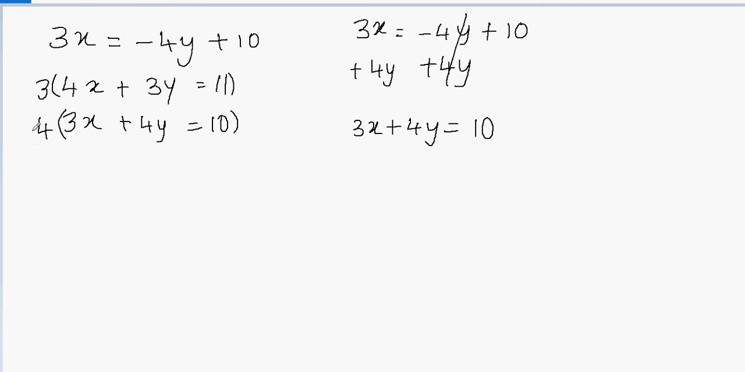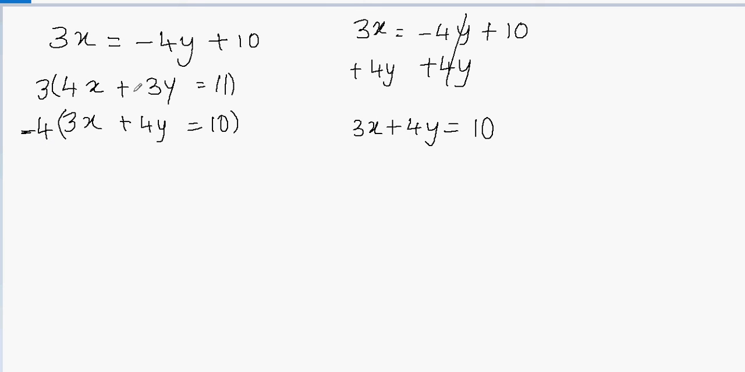So what I'm going to do is, instead of multiplying this by positive 4, I will be multiplying this by negative 4. And you can see that 3 times 4 will give me 12x and negative 4 times 3 will give me negative 12x. Now since I have the same coefficient for the same variable, but in terms of the sign they're opposite, I can just eliminate the x variable by adding the equations.